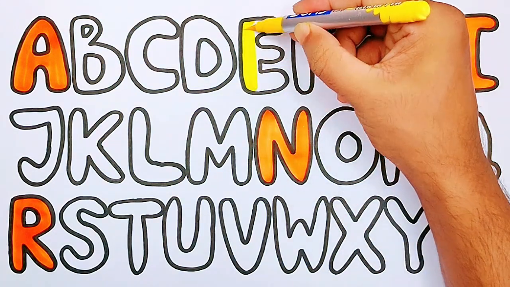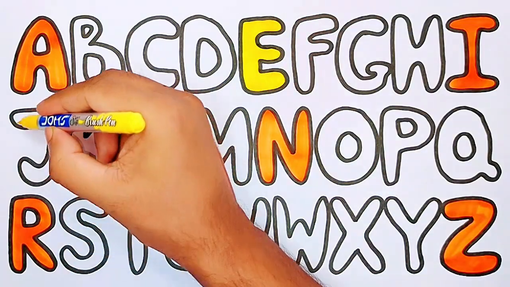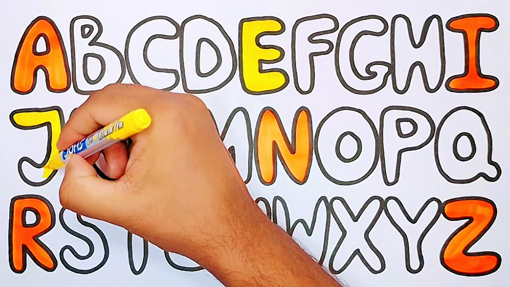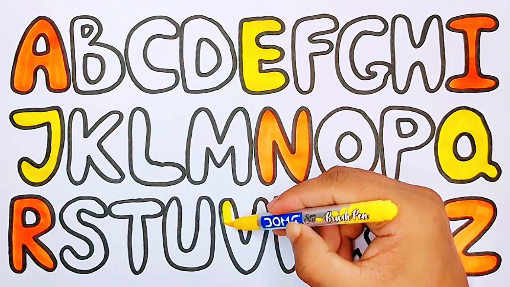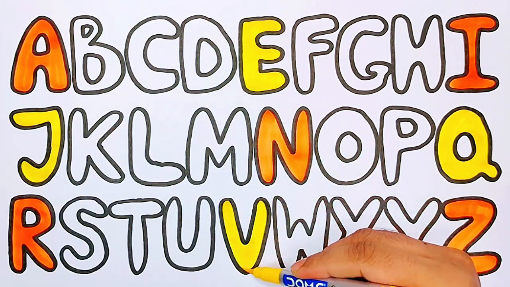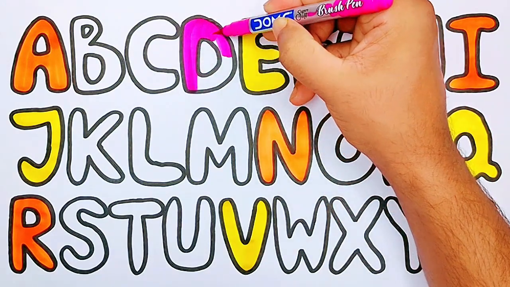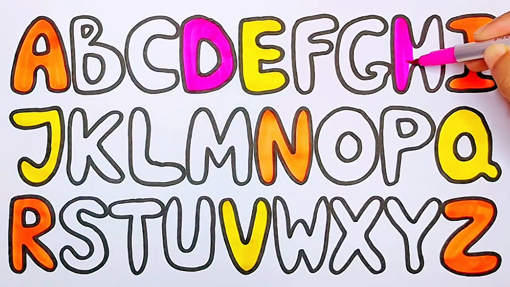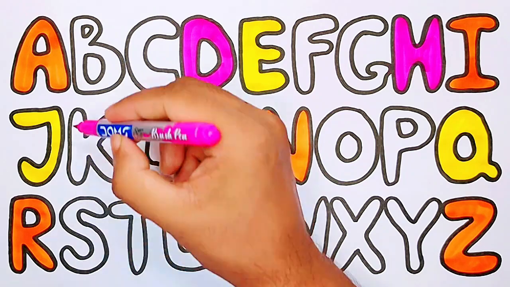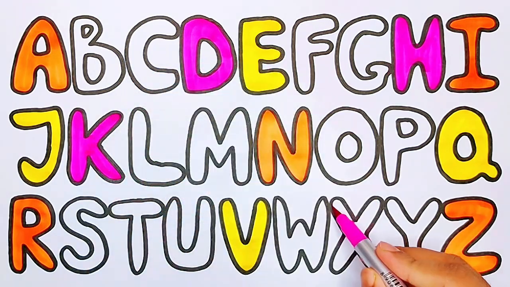Yellow color. E. E for emo. J. J for jellyfish. Q. Q for quarter. V. V for pickles. Pink color. D. D for diamond. H. H for hamburger. K. K for kangaroo.